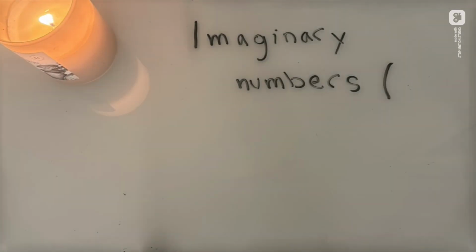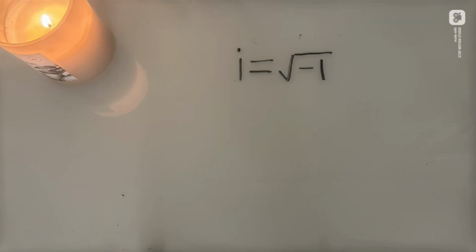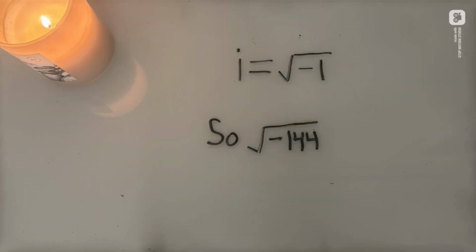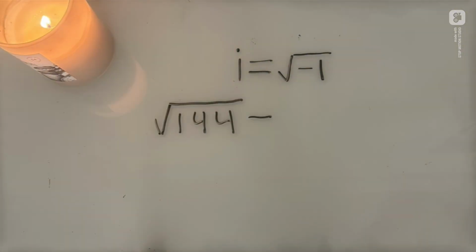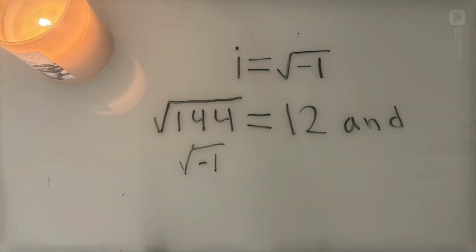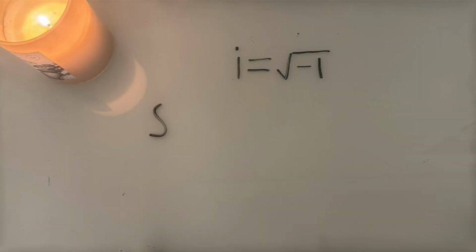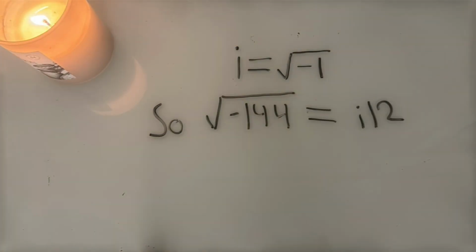Hello, and today I'd like to go over the geometric representation of imaginary numbers. In Algebra 2, you probably learned that the imaginary number i is equal to the square root of -1. So for the square root of -144, you would get the square root of -1 times the square root of 144, with the square root of 144 equaling 12 and the square root of -1 equaling i. So you'd get i12 or 12i.